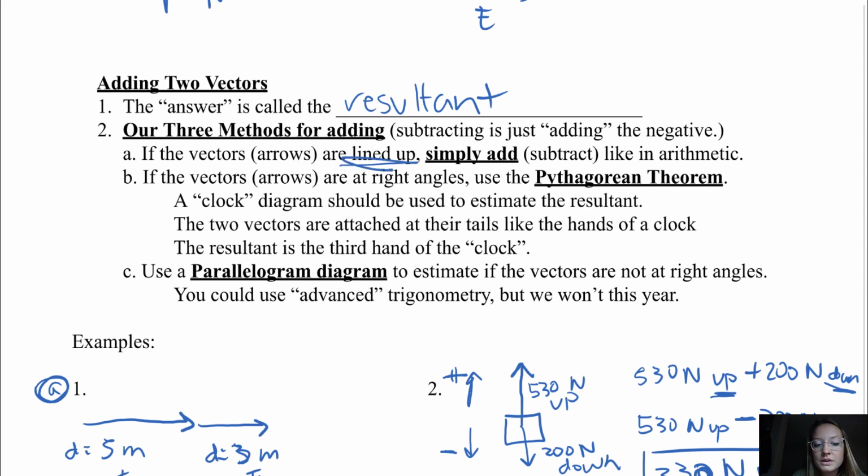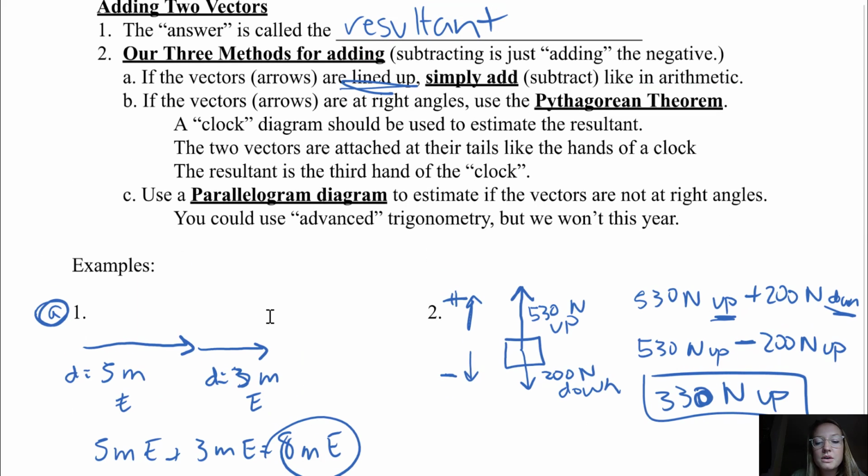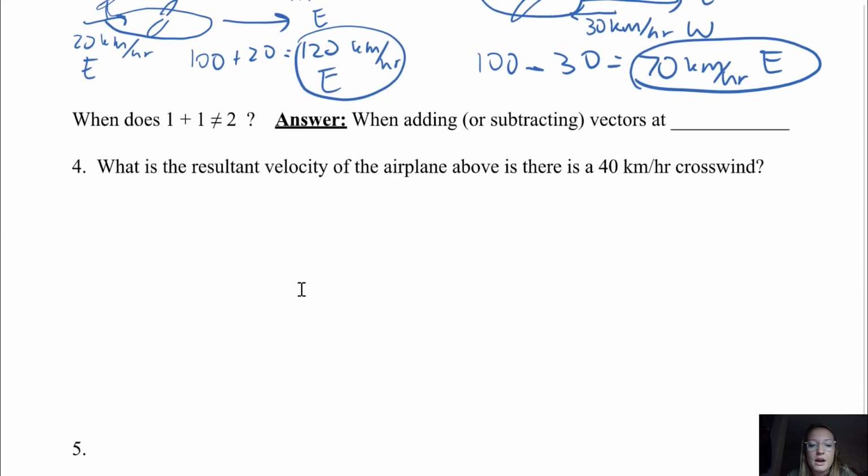Did you see how in all of those examples the vector arrows were going perfectly parallel to each other? So there was no angle between them. But when does 1 plus 1 not equal 2? When you add or subtract vectors at an angle. If they are not perfectly parallel, like this, or like this, or like this, then they do not add up to equal 2. 1 plus 1 does not equal 2.